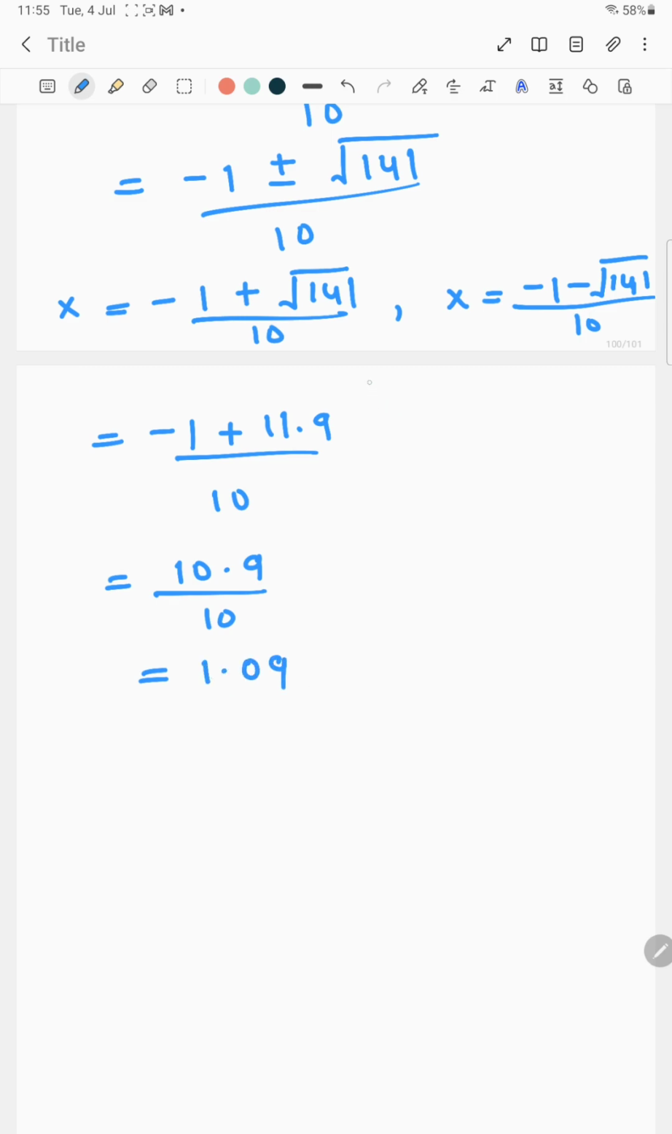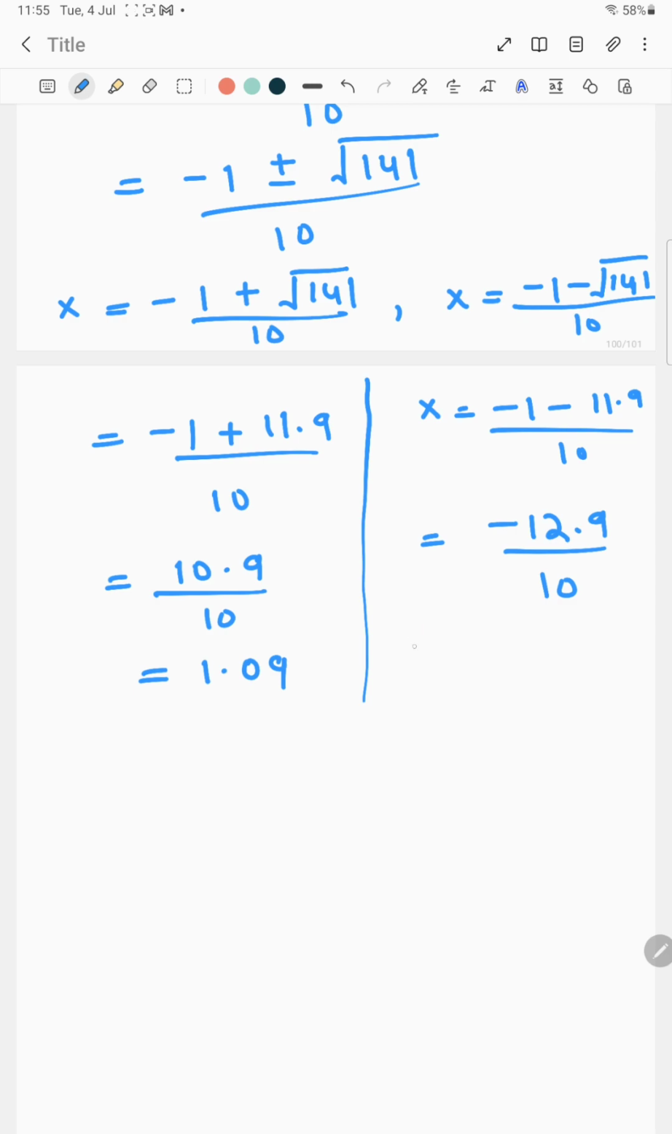1.09. Now we have to do it with the negative sign as well, as it's a quadratic equation, so it will have two answers. x is equal to minus 1, the square root of 141 is 11.9, divided by 10. So minus 1 minus 11.9 is minus 12.9 divided by 10. So when you divide it, you will get minus 1.28. So this is your answer, or if it is 1.287, with two decimal places you can write minus 1.29. So like this you can apply the quadratic formula.